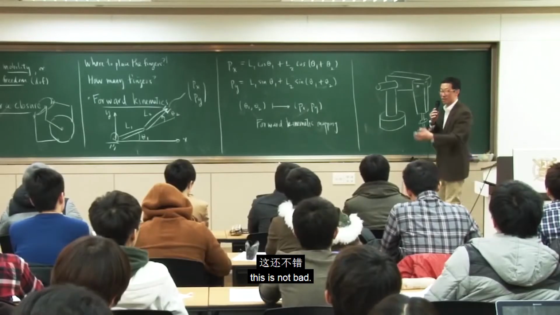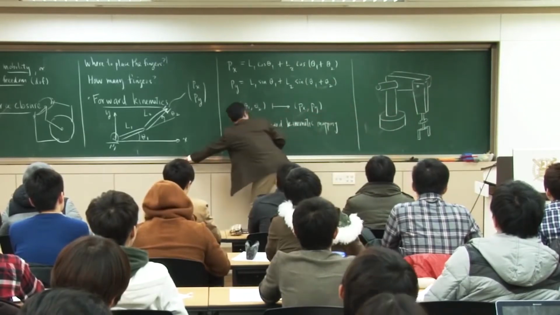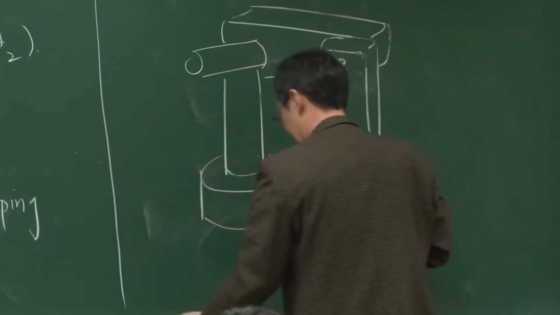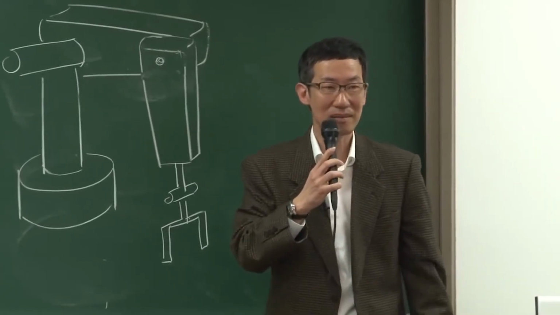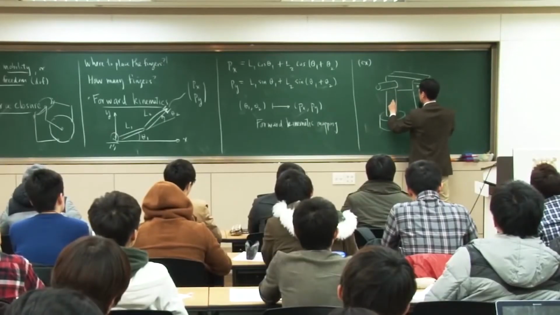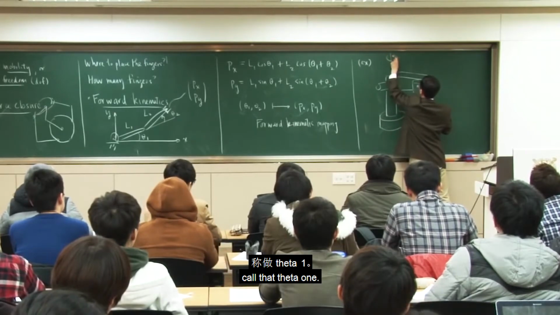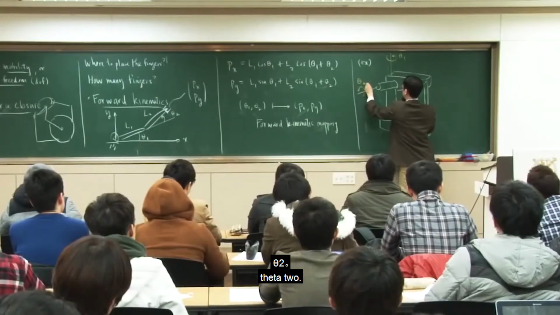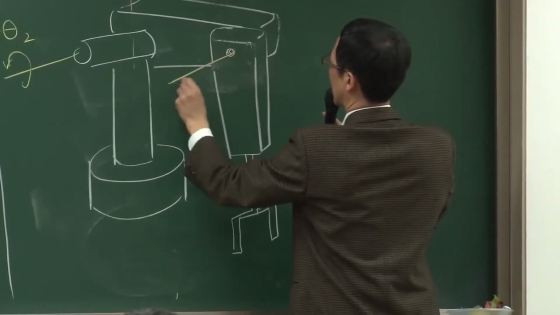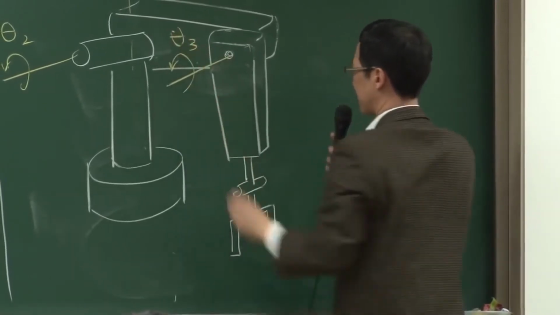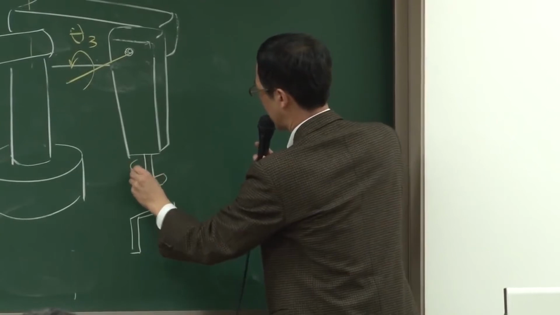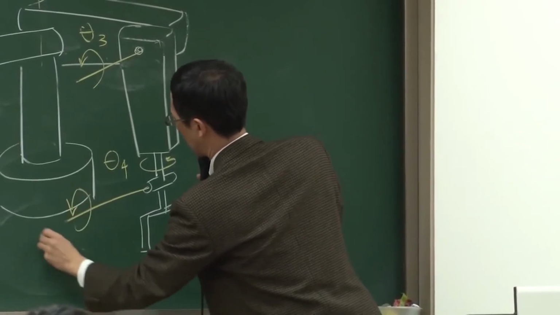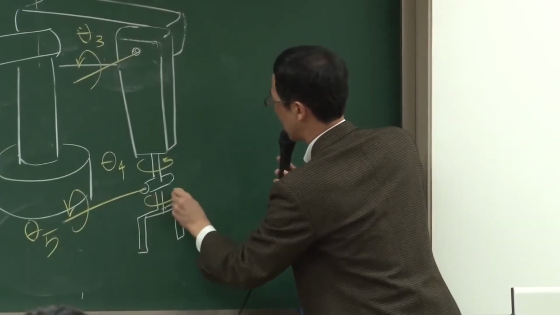So for me, this is not bad. So here's another example of a robot. This one has 6 joints. So here's joint 1. We'll call that theta 1. This is theta 2. That's theta 3. Theta 4. Theta 5. And finally, theta 6.